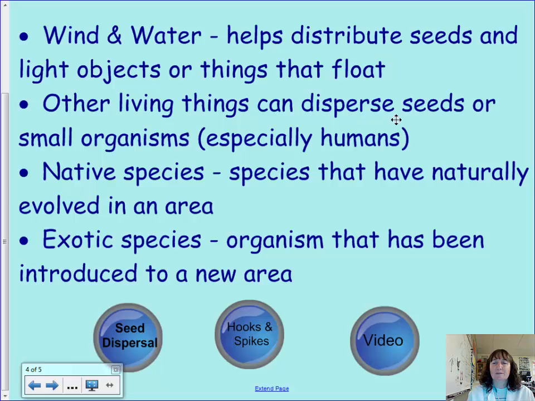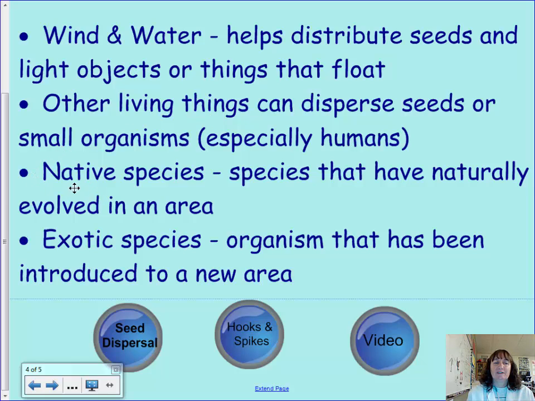Other living things can also disperse seeds or small organisms, especially humans. Think about small organisms, like if you get a tick, you're taking that from one place to another. If you get burrs on your shoes or your pants, those seeds are being dispersed.